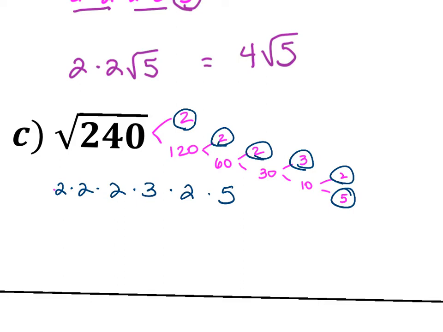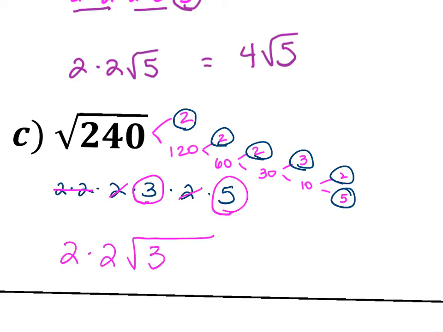Now I've got 2 2's. One's going to the outside. Another pair of 2's. Second 2's going to the outside. A 3 that doesn't have a match is going to stay underneath the square root. And this time a 5 that doesn't have a match. It's going to stay underneath the square root. Good. Multiply what's on the outside, you get 4. Multiply what's on the inside, you get 15.